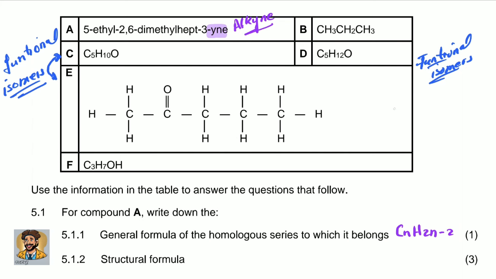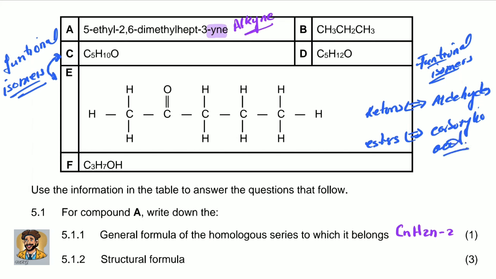Functional isomers are 2 groups. They are the ketones and aldehydes, and we have the esters and the carboxylic acids. That means that ketones can be functional isomers of aldehydes or vice versa, and esters can be functional isomers of carboxylic acids or vice versa. That is the meaning of functional isomer.